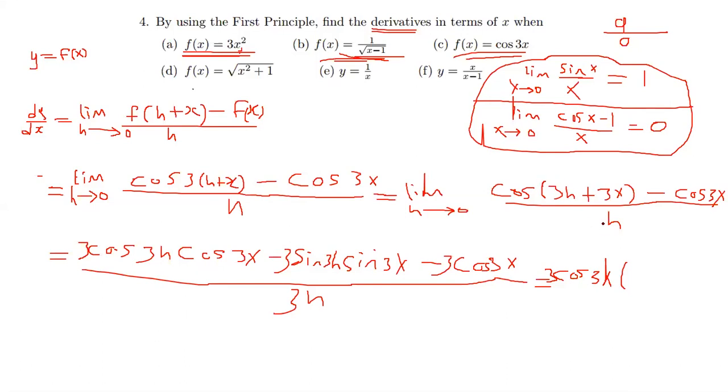So I wanted to make this h also to be 3h. Hence I multiplied the numerator and the denominator by 3, which is just the same as doing nothing, just the same as multiplying by 1. I wanted to make this h to be 3h, such that at some point I'll be able to get what I need.